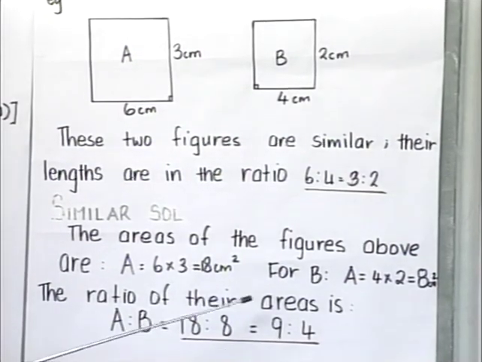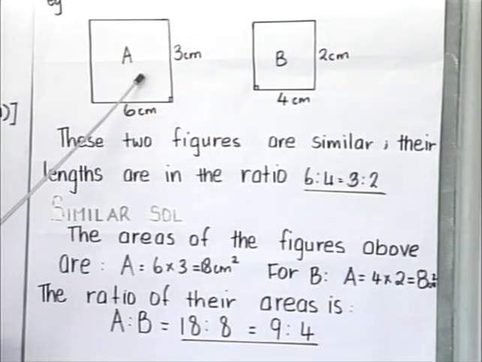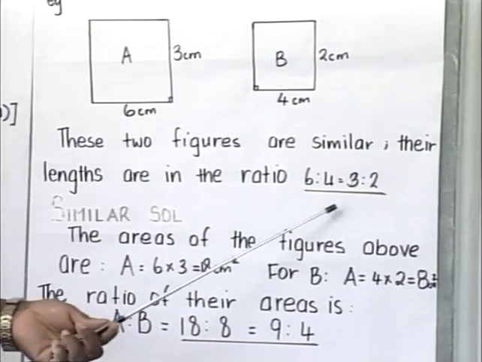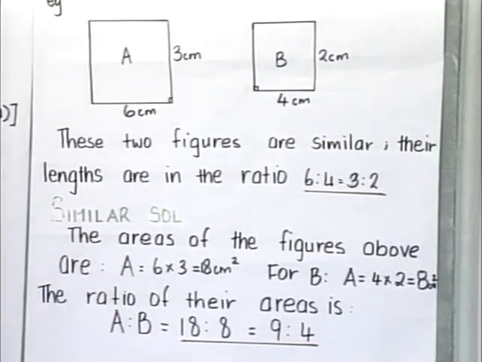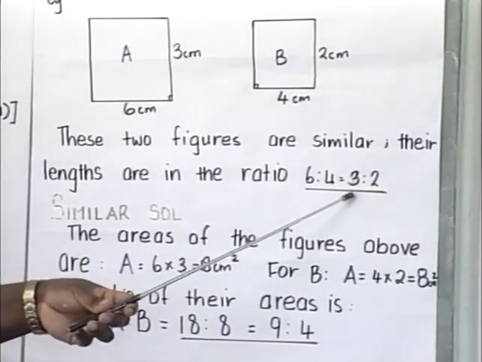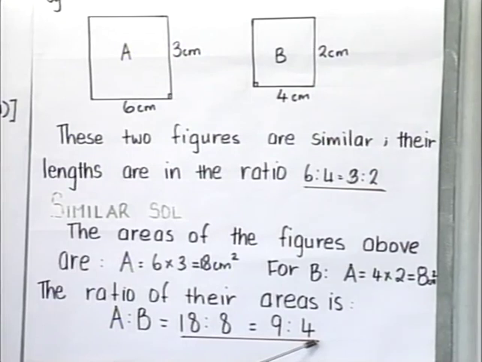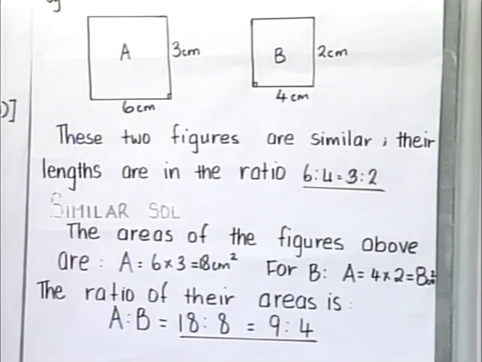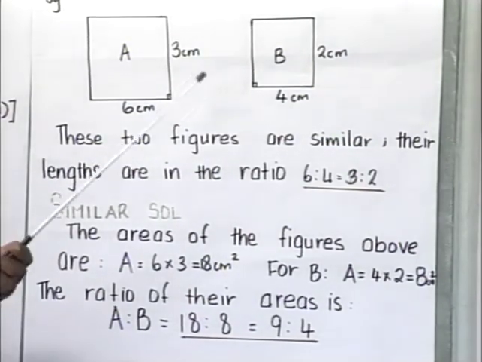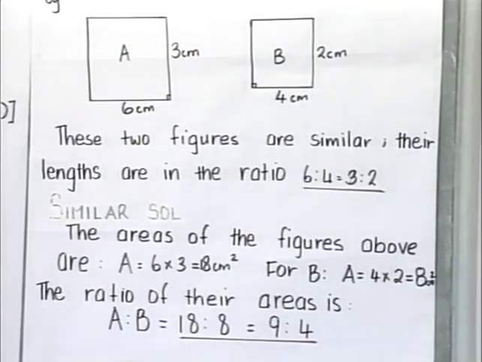And even without calculating the area, if you were told that these two rectangles are similar and the lengths are in the ratio 3:2, then their areas will be in the ratio 9:4. All you have to do is square 3, you get 9, and square 2, and you get 4. So you don't have to calculate the area of similar figures if you know the ratio of their lengths, because you square the ratio of their lengths to get the ratio of the areas. Okay, that's just a little bit on similar figures.